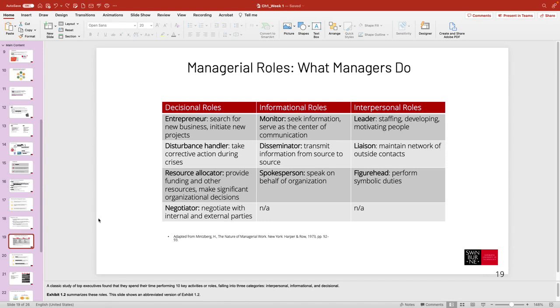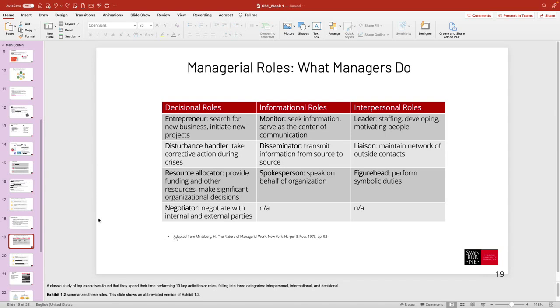So that is what they sometimes do at organizational or departmental meetings. So they share the status quo of the organization. And sometimes they represent the organization to outsiders as a spokesperson as well. And also the interpersonal role. As you know, guys, managers have to work with people, external and internal stakeholders. They need to lead staff, develop, and motivate them.